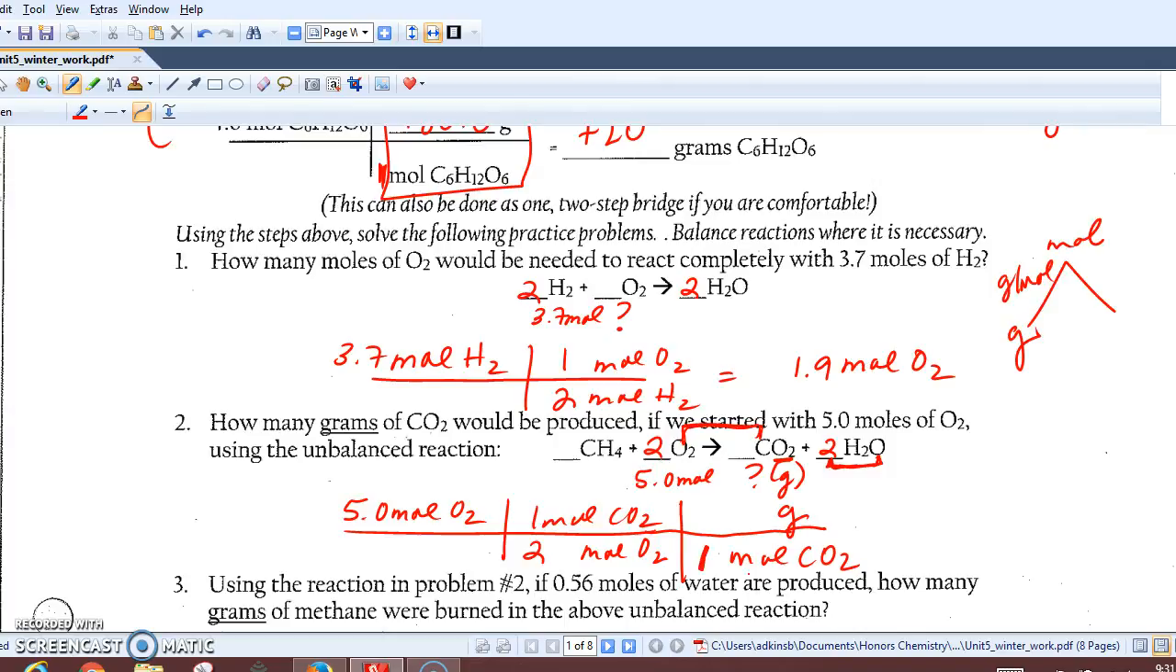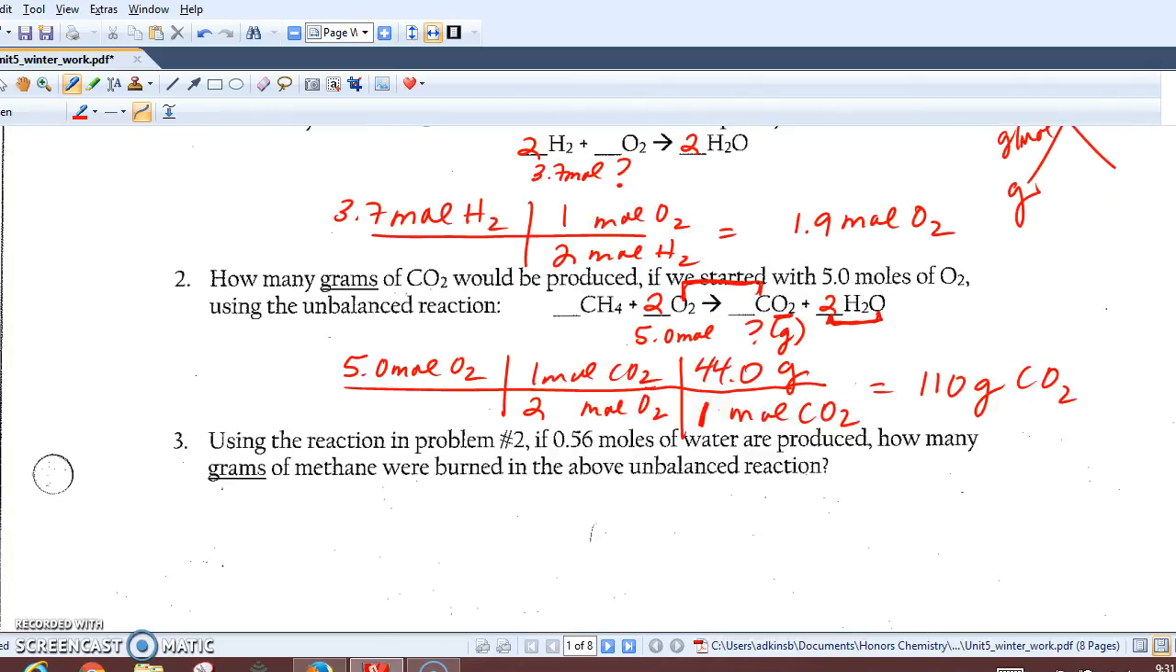So for every 1 mole of CO2, the molar mass is 44.0. So that comes from 2 oxygens, which is 32 grams, plus 12, which is carbon's mass, and you get 44. So we'll do 5 times 1 times 44, divide by 2. Final answer with 2 sig figs comes out to 110 grams of CO2. So that would be your final answer for that one.